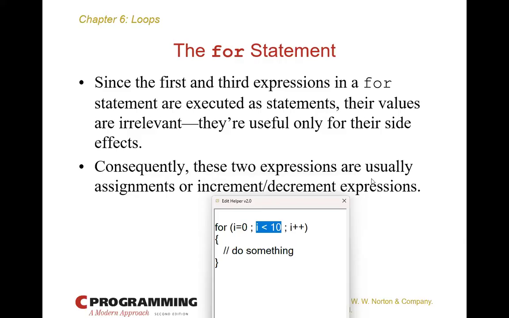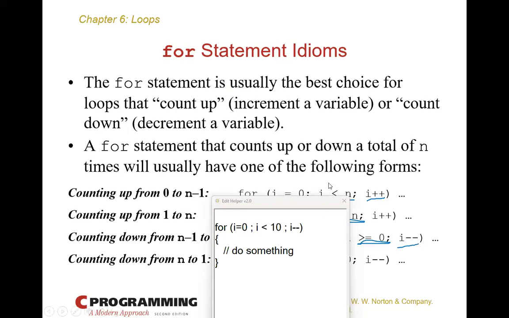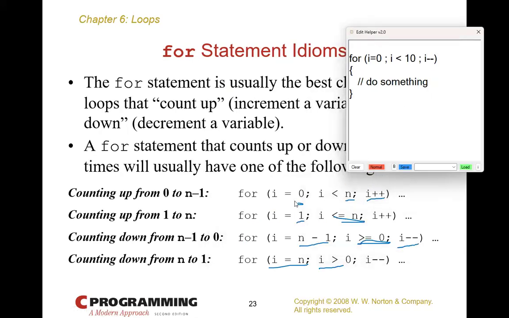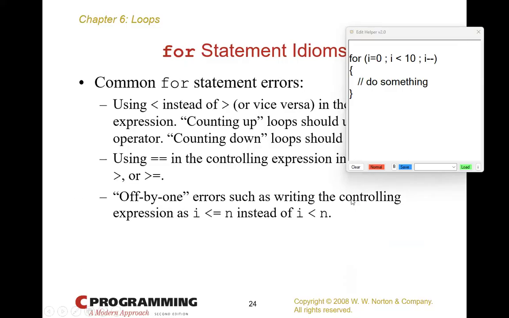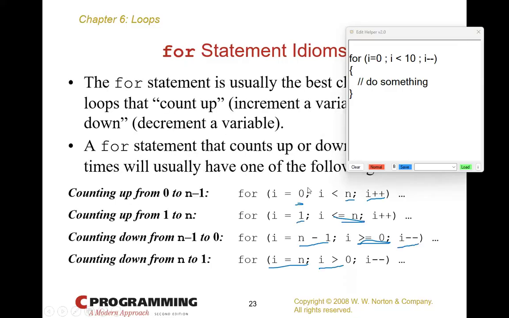So these two expressions are usually assignment statements or increment/decrement. It could be decrement also. We discussed a number of examples. We said we can set I to be 0 and then we increment till it gets to n. This way we will step n times because we are increasing by 1. So we start at 0, we stop at n minus 1, and since we are starting at 0, we will have n steps.